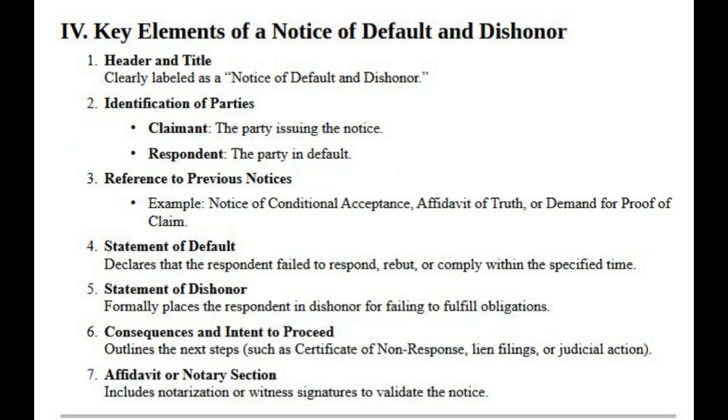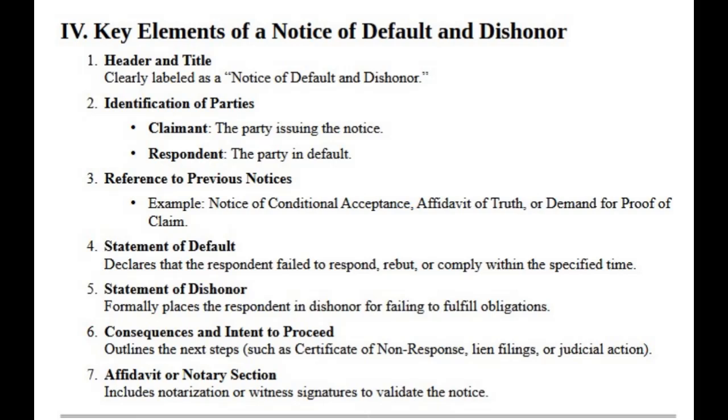4. Key elements of a notice of default and dishonor. Header and title. Clearly labeled as a notice of default and dishonor. Identification of parties. Claimant, the party issuing the notice. Respondent, the party in default. Reference to previous notices. Example, notice of conditional acceptance, affidavit of truth, or demand for proof of claim.